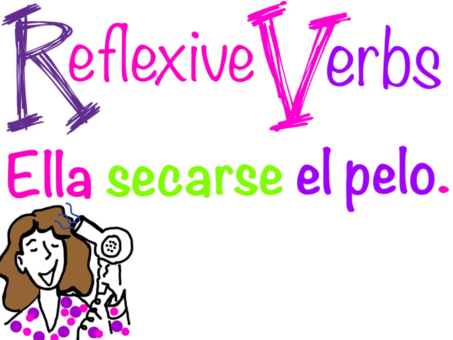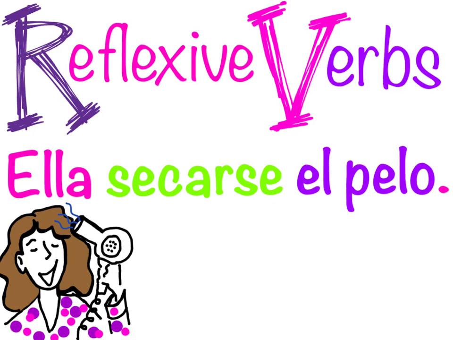Now that you have all of the pieces, let's put this information together to see how reflexive verbs and reflexive pronouns work in Spanish. We're going to stick with the same example that we've used since the beginning of this presentation. This time it's just written in Spanish. Ella secarse el pelo. And right now it's not conjugated, but loosely translated it will read, she dries herself the hair.